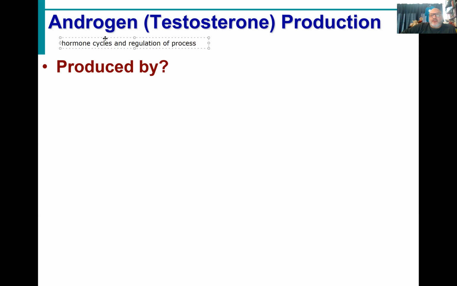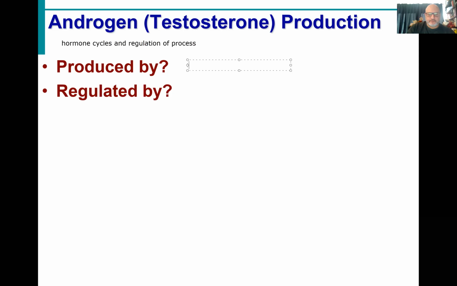Androgens, primarily testosterone, are produced by what cells? What cells produce our androgens? Interstitial cells, excellent, in the testis. What is the hormone that regulates that production? Follicle stimulating hormone. Is it follicle stimulating hormone that causes the production of androgens?